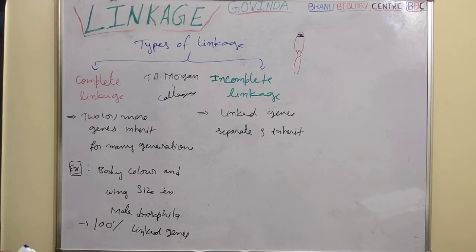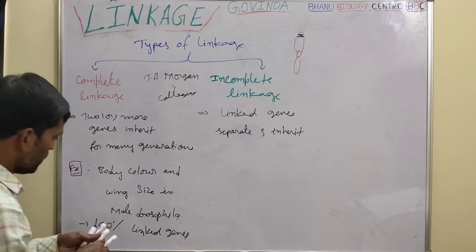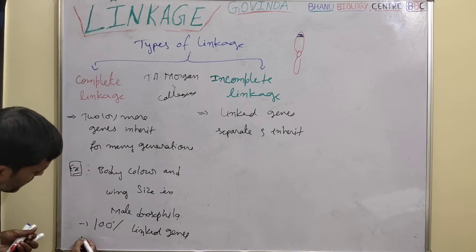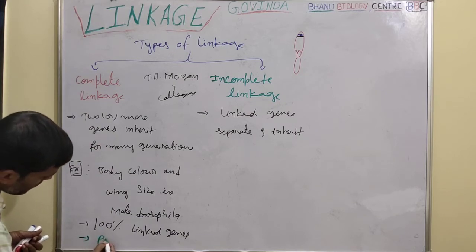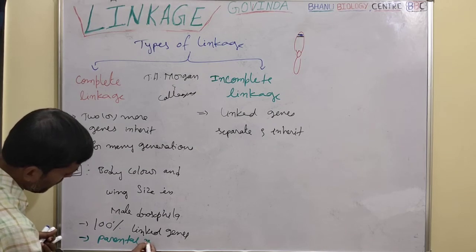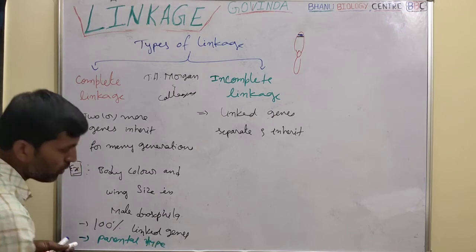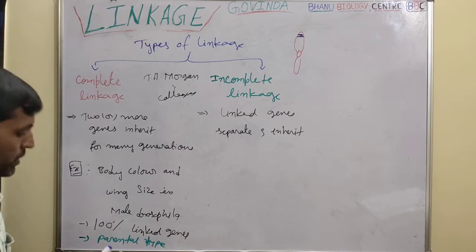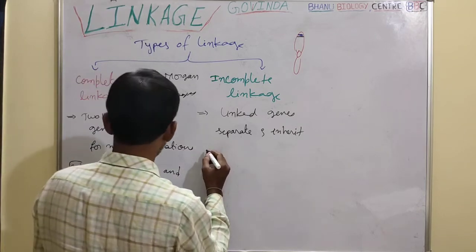The complete linkage always ensures the production of parental type offspring. So whatever number of progenies are formed due to complete inheritance, only parental type, no recombinants or new offspring are produced in case of complete linkage. Next, come to incomplete linkage.